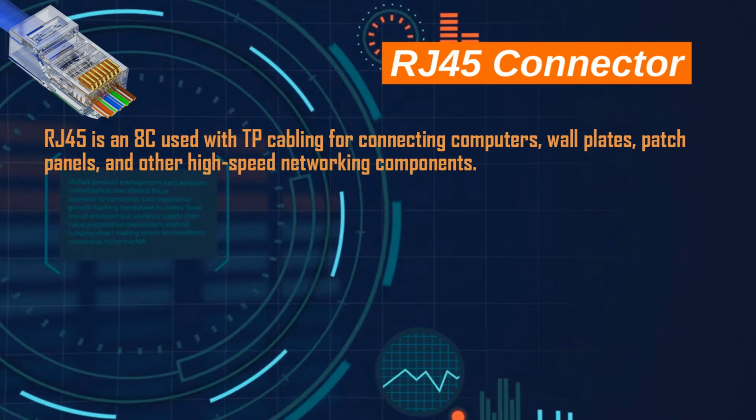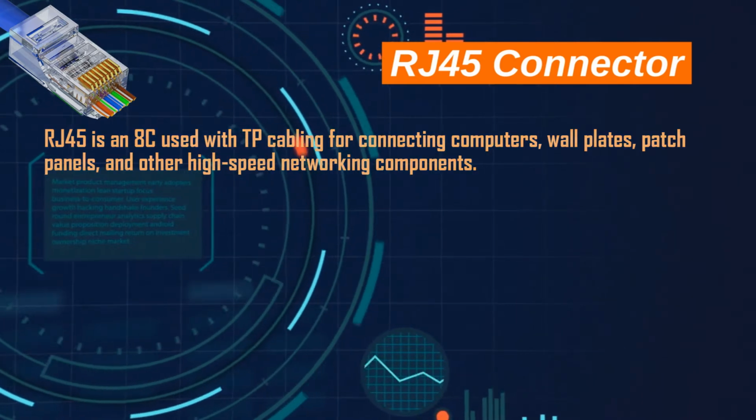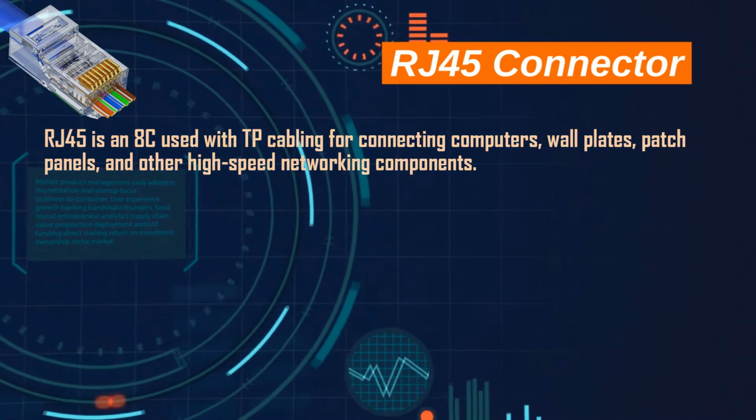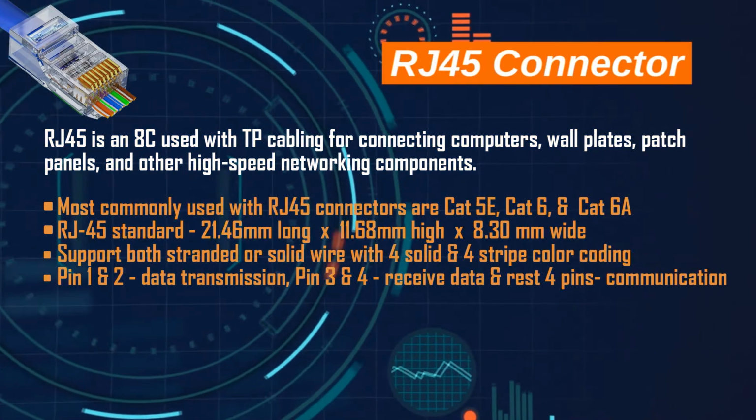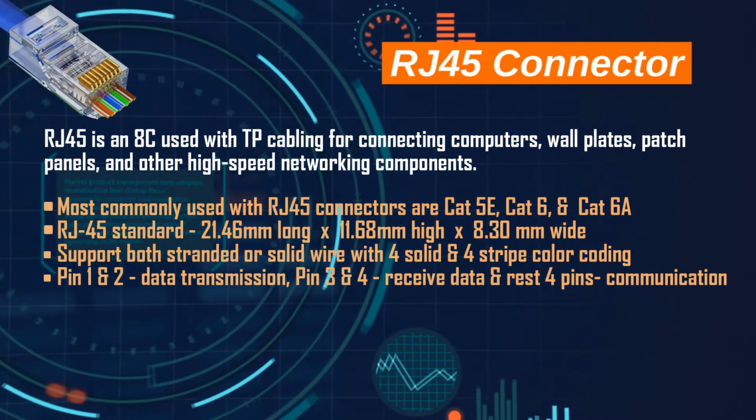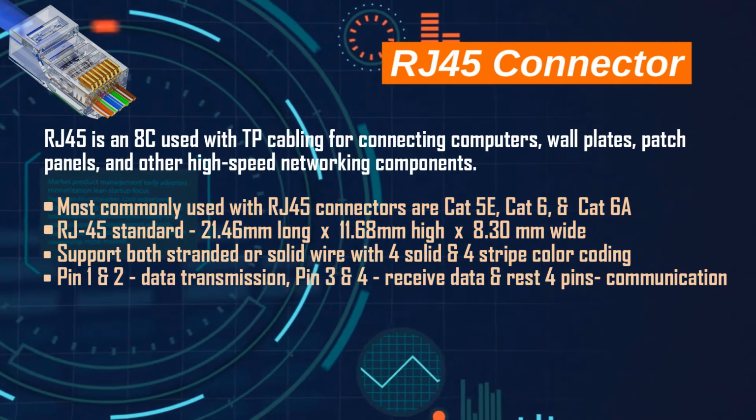RJ45 is an 8-wire connector used with twisted pair cabling for connecting computers, wall plates, patch panels, and other high-speed networking components. The cables that are most commonly used with RJ45 connectors are the Cat5e, Cat6, and Cat6a.